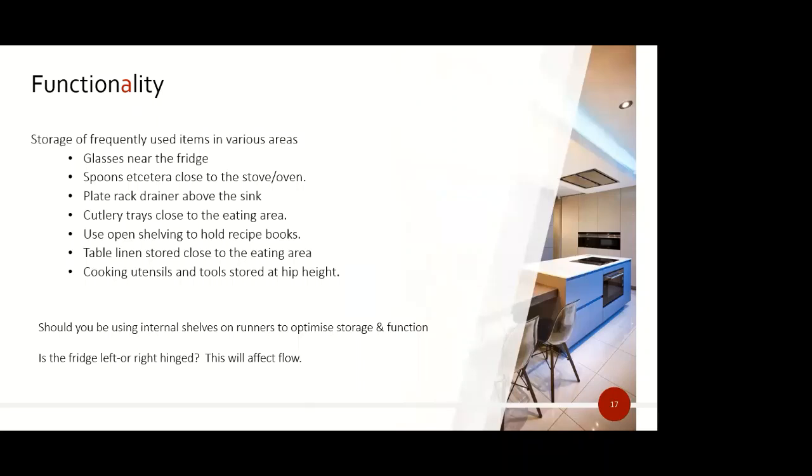Also, when you look at storage of certain elements in the kitchen, very important. Things like having glasses close to the fridge, spoons, etc., close to the stove and oven for cooking, cutlery trays and the table linen stored close to the eating area. It just makes so much more natural flow in the kitchen when you can reach these items close to the areas you're going to be using them at. Also, cooking utensils, make sure they're stored at hip height, easily accessible while you're busy cooking on the stove.